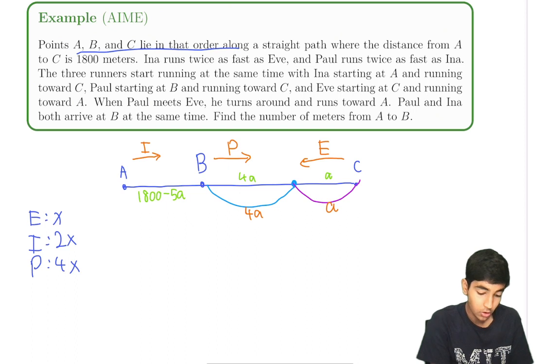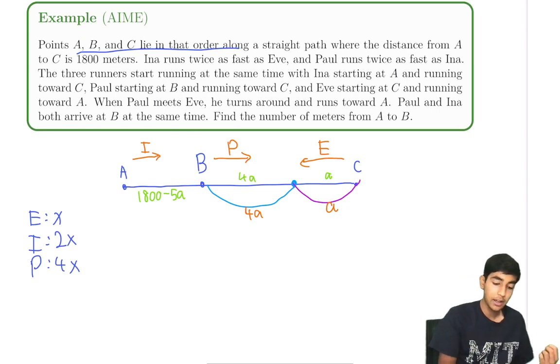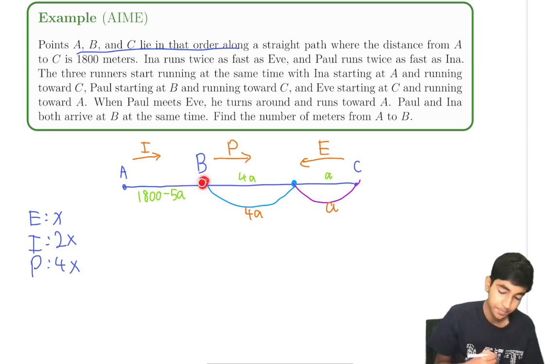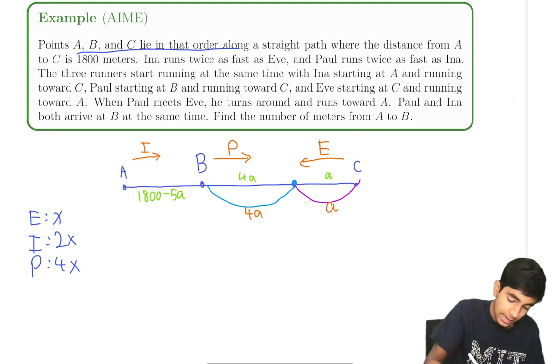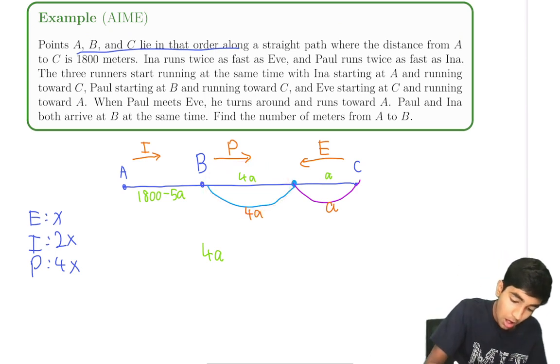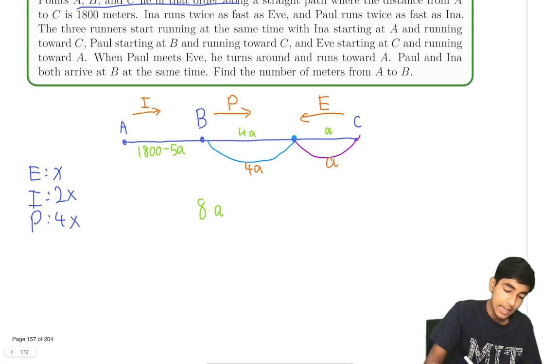So it says that once Paul reaches Eve's point and then goes back, he meets Ina at B. So Paul runs 4a, and then Paul goes from here to here and then back. So 4a plus 4a back. That's 8a total. So Paul runs 8a distance, and Ina, by the time Ina reaches B, has run 1800 minus 5a distance.